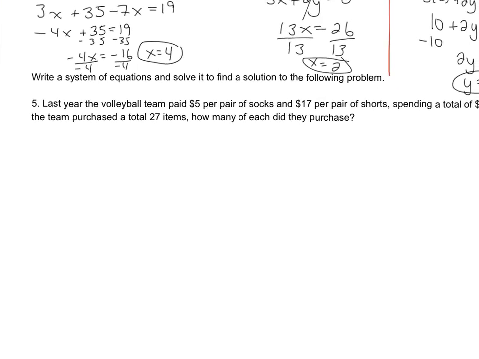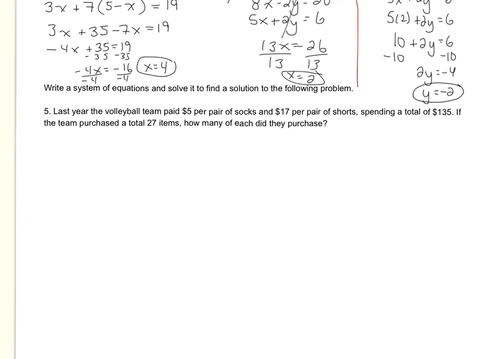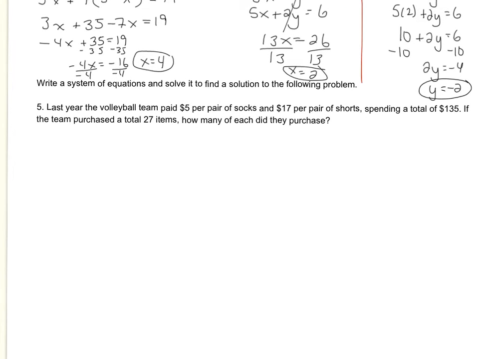Okay, let's set up our system of equations for this word problem. Last year the volleyball team paid $5 for socks and $17 for shorts, spending a total of $135. The team purchased 27 items. That seems relevant. How many of each item did they purchase?